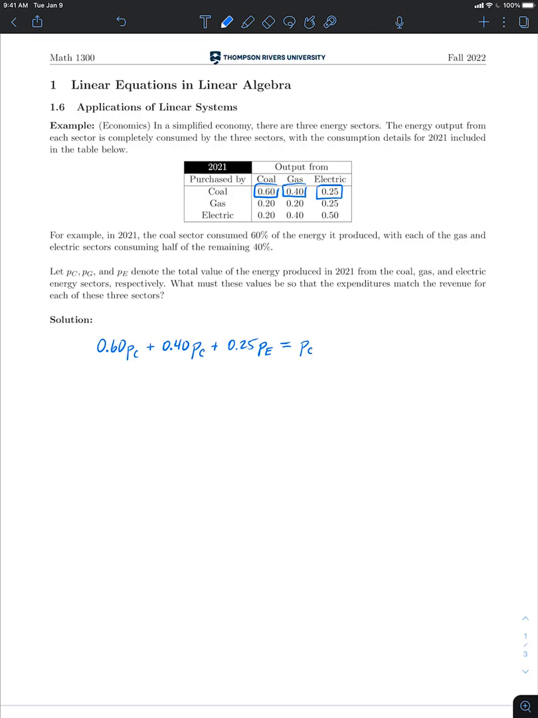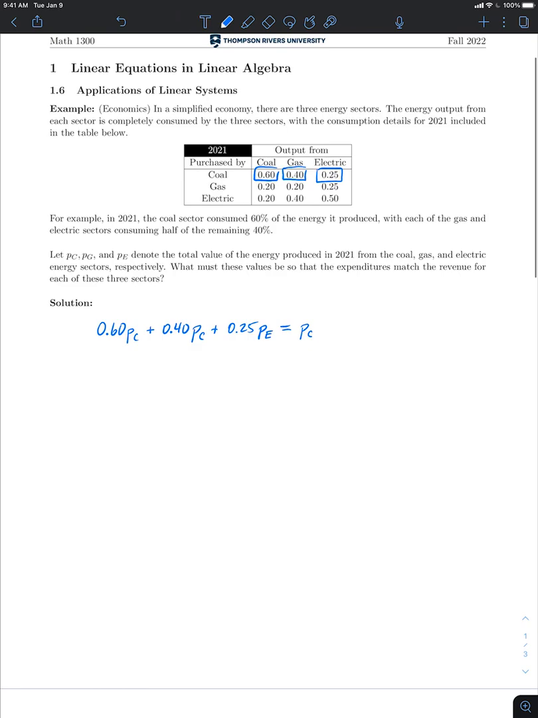Now, what about the gas sector? Well, we'll just copy the same approach. It purchased 20% of the energy produced by the coal sector, 20% of the energy produced by the gas sector. These should have been G's, pardon me. And then 25% of the energy produced by the electric sector. And that's got to be equal to the total cost of the energy produced by the gas sector, because that's what its revenue is. So that's going to be equal to P sub G. So that takes care of the gas sector.